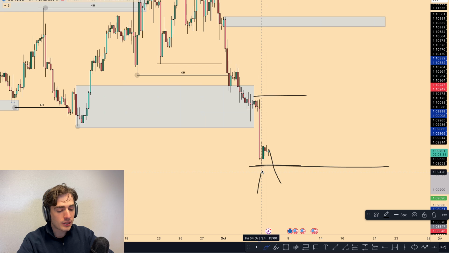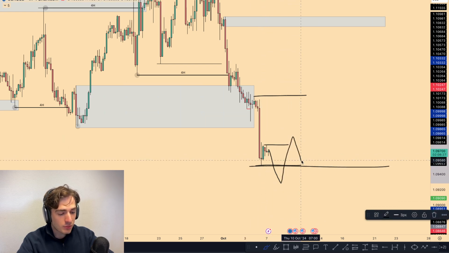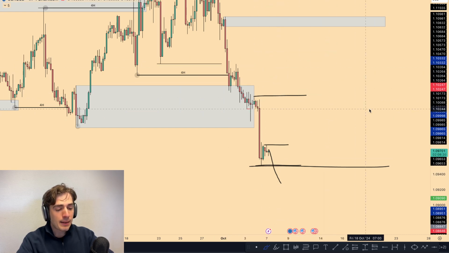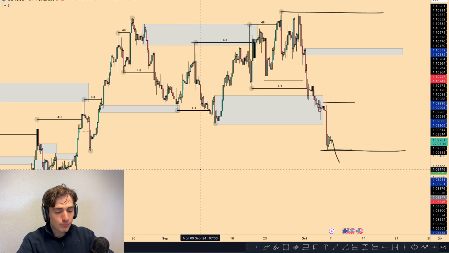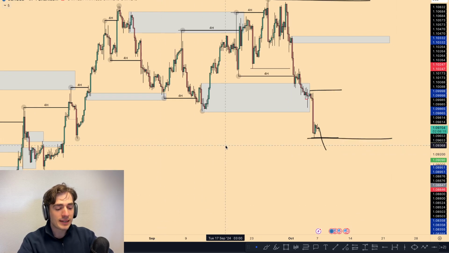So 4 hour push down, break of the fractal low, this becomes your fractal high, and then if we break that, then we go long and we aim to take out these equal highs over here. Okay, so that for me is the game plan on EURUSD. Not being too overly aggressive on the pair for now, just waiting my shot.